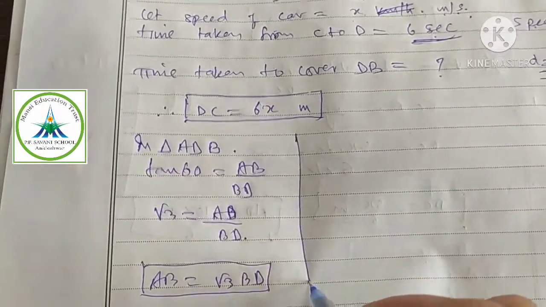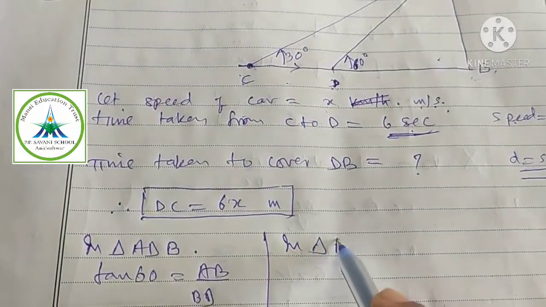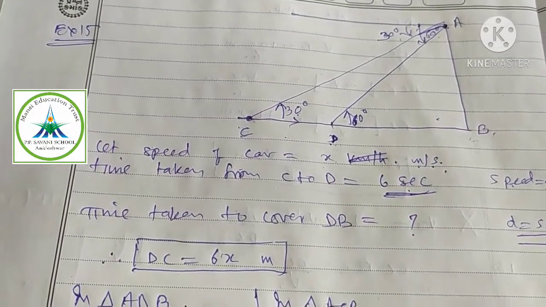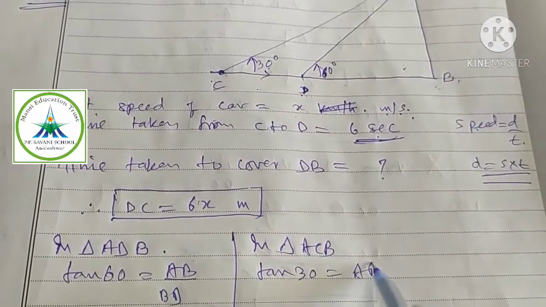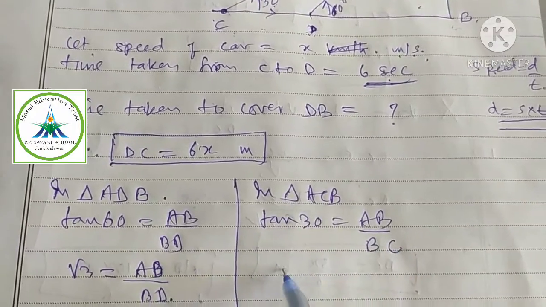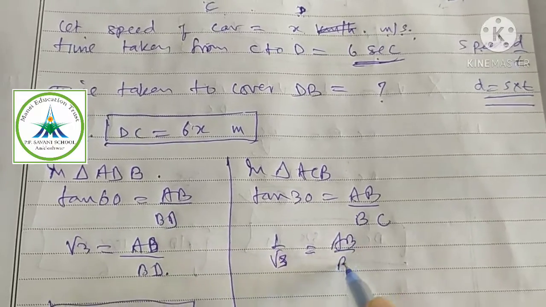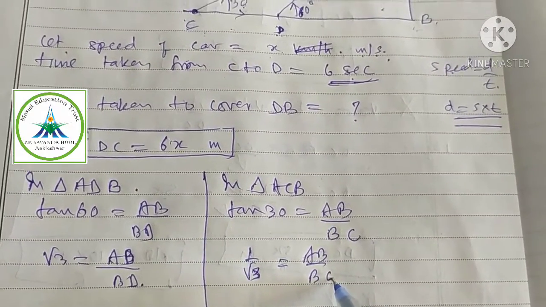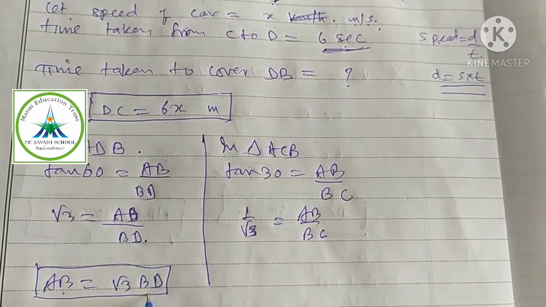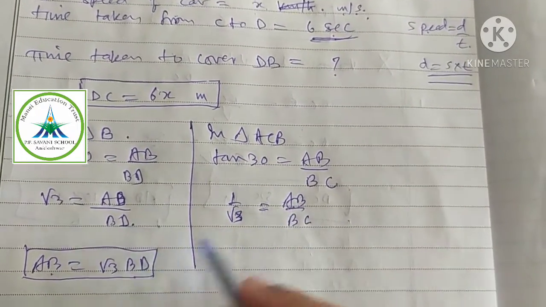Now I am taking the second triangle. What is the second triangle? ACB. What is the angle? 30 degrees. So tan 30 equals AB upon CB or BC. So tan 30 is 1 upon root 3, equal to AB upon BC. Clear? Now just look here. We got AB is root 3 BD. Yes or no? Clear? So we can write this AB. AB is common in both triangles.